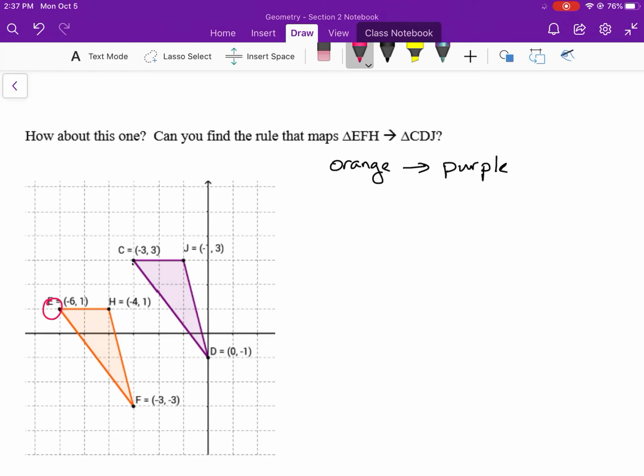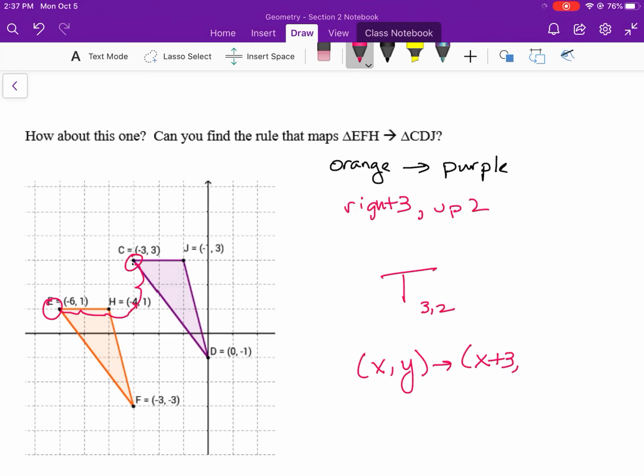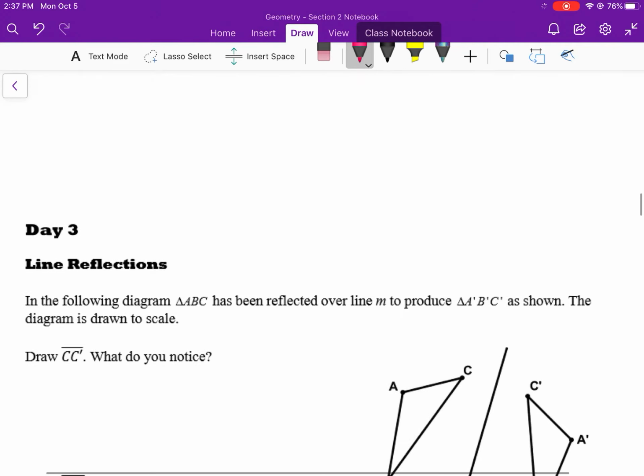They have to be in the same order when I do the picture. So I'm just going to go from E to C. So E is 1, 2, 3, and then 1, 2. So it looks like I went to the right 3, and I went up 2. So that's T with 3 comma 2 as a subscript, or you could say x, y goes to x plus 3, y plus 2. Either of those is fine and dandy.